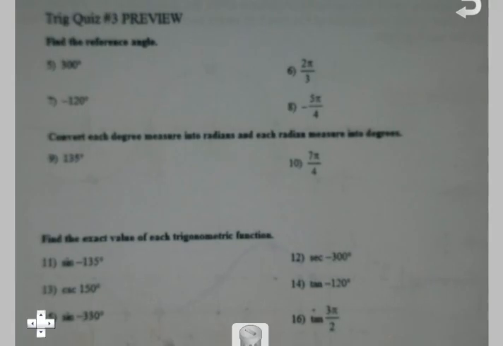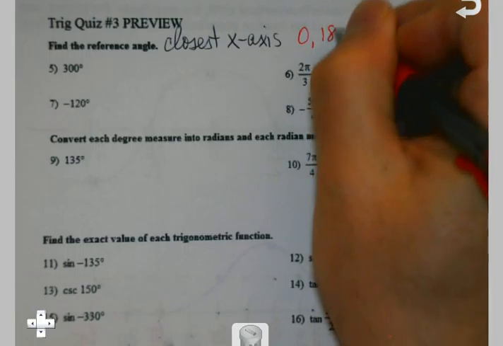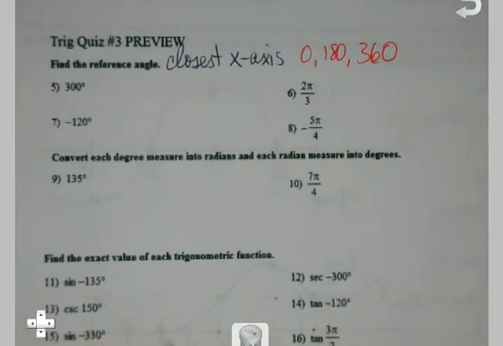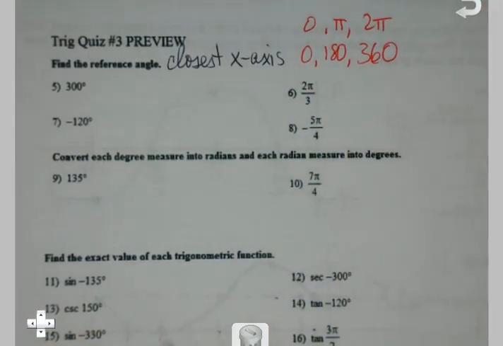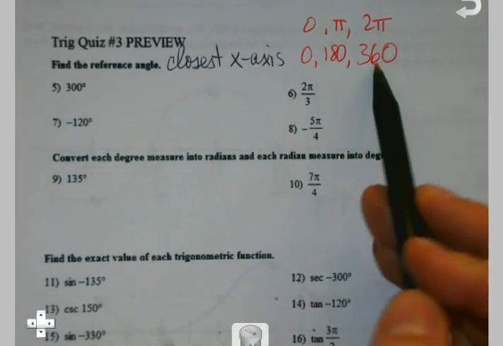Okay, find the reference angle. Reminder, closest x-axis, as in 0, 180, 360, or if we are speaking radian, 0, pi, 2 pi. Now, again, think about this for a minute, especially if you jot that down. 300 is closest to 360.